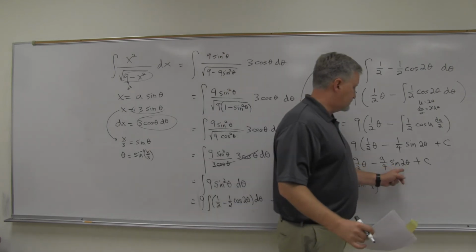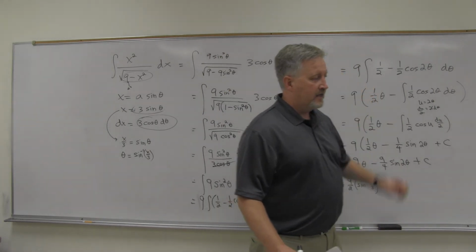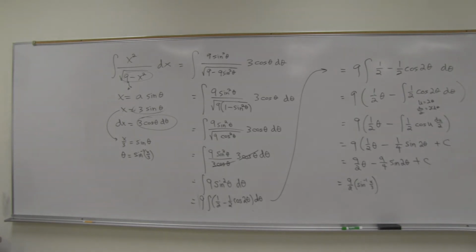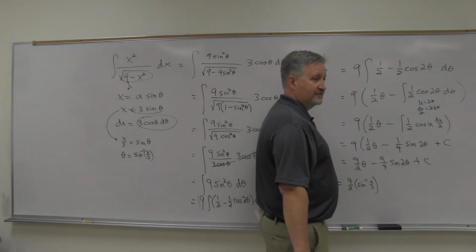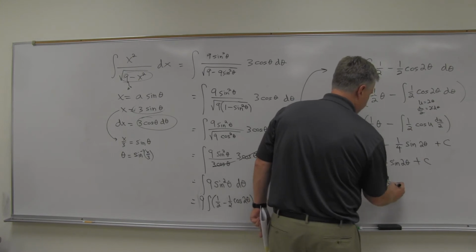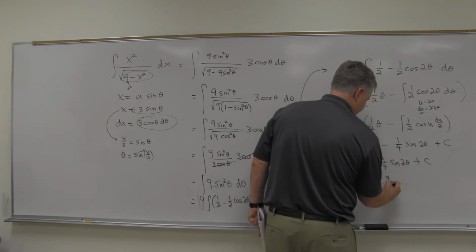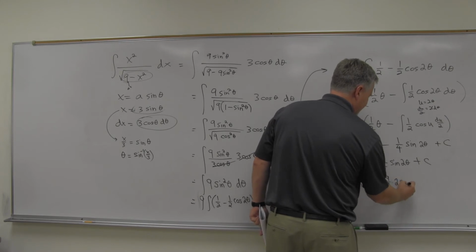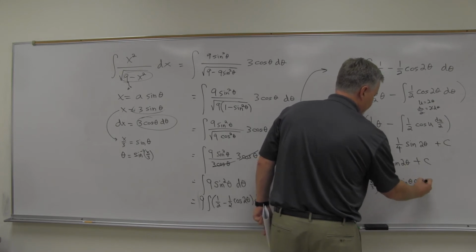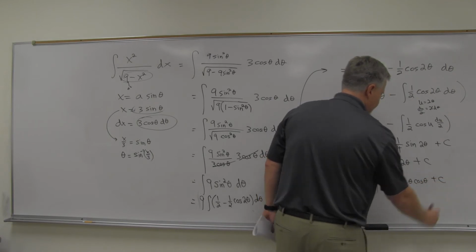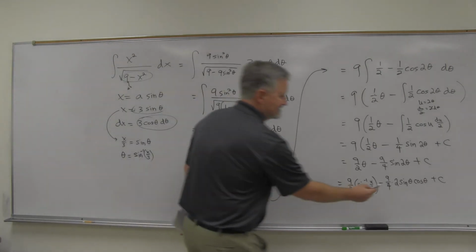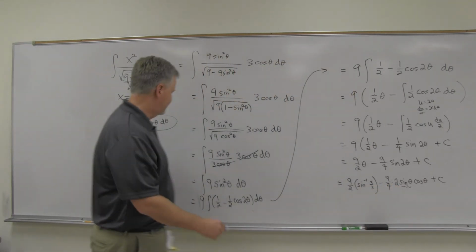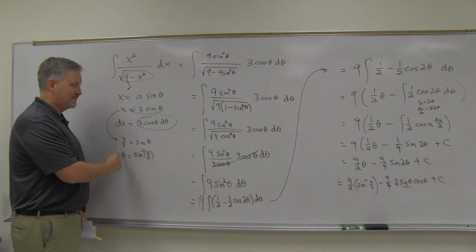Well, here I need to use a sine double angle. Sine of 2 theta, I've got it as x on the handout, but sine of 2x is 2 sine of x times cosine of x. So this is going to be minus 9/4 times 2 sine theta cosine theta, plus c. The reason that's helpful is because don't I know what sine of theta is in terms of x? Yeah, that's what I defined. Sine of theta is x over 3.